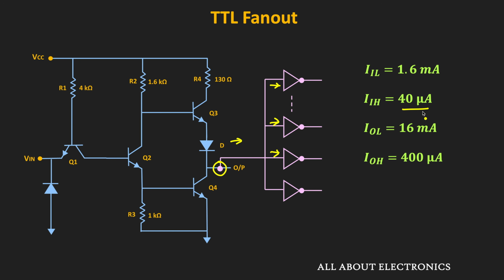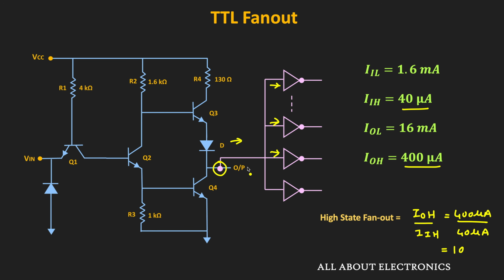So for the input side, the maximum current limit is defined as the IIH, that is equal to 40 microampere. That is the maximum current that the TTL logic gate can sink when the input is high. So here this IIH is equal to 40 microampere, and here the value of the IOH is equal to 400 microampere. So this IOH is the maximum current that can be supplied by the logic gate when its output is high. So we can say that this high state fan out is equal to IOH divided by IIH. So here the IOH is equal to 400 microampere while the IIH is equal to 40 microampere. That means the high state fan out is also equal to 10.